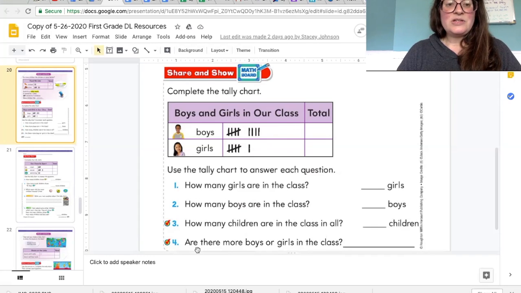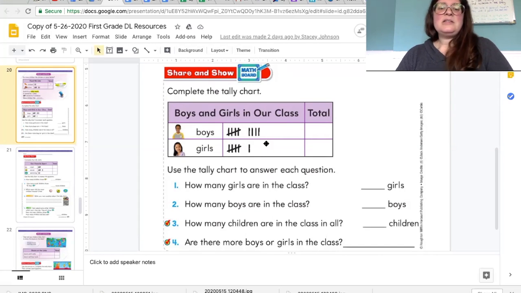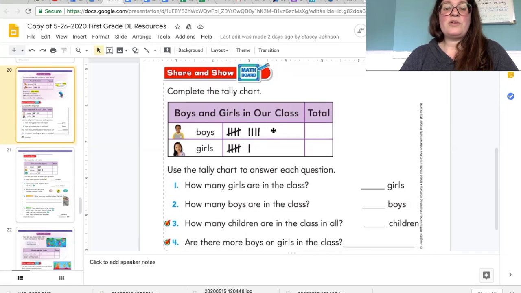And the last question asks, are there more boys or girls in the class? And if I look at the tally chart, it's very easy to compare. I can see there are more boys than girls in the chart. So I would write boys.